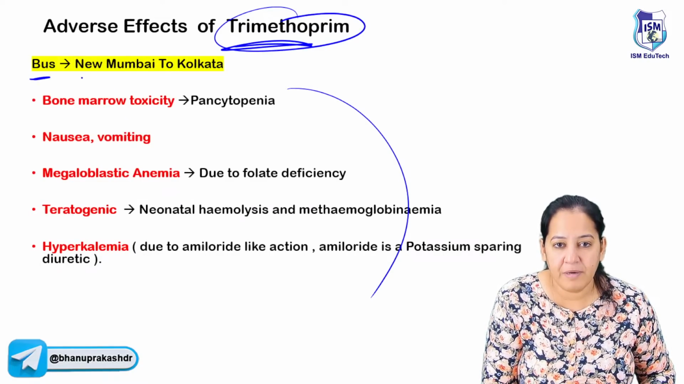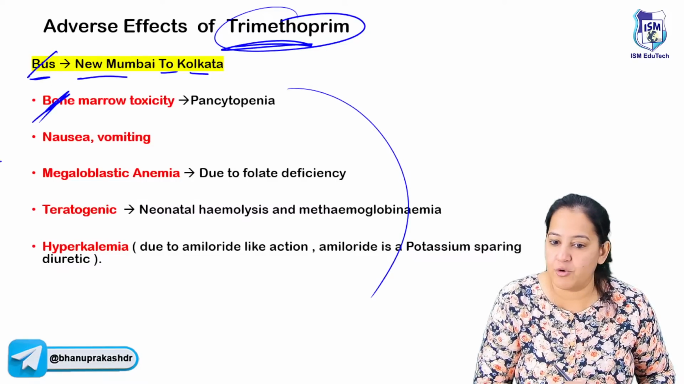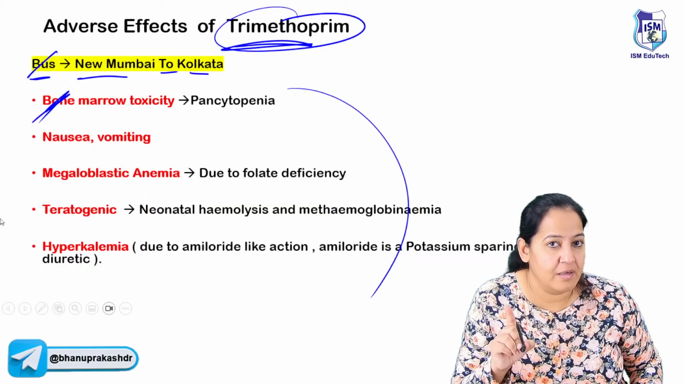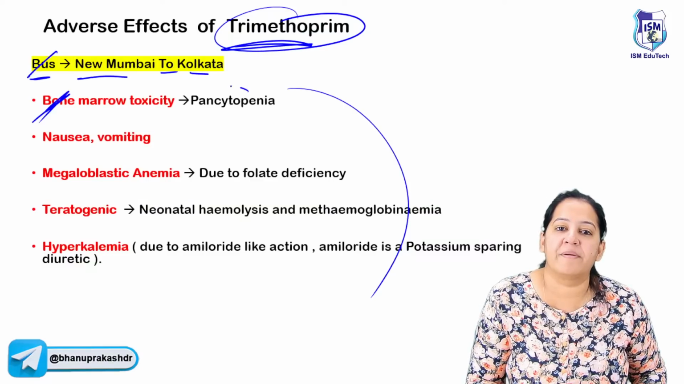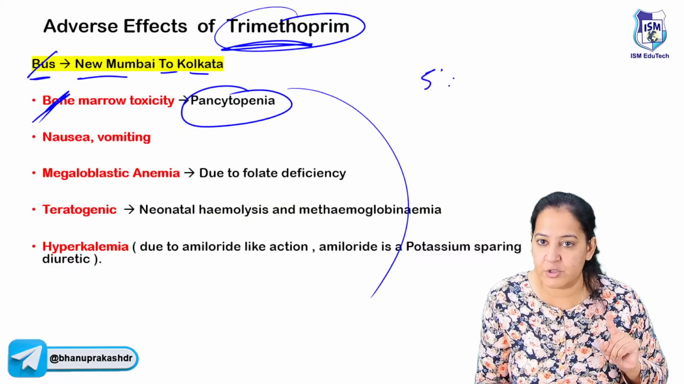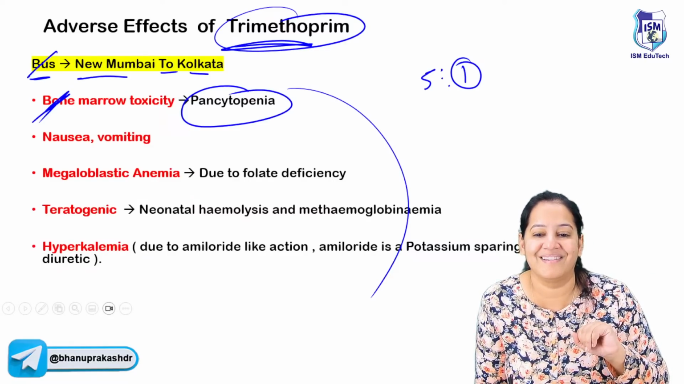Bus from New Mumbai to Kolkata. So bus, B for bone marrow toxicity. There is one more drug I told you with bone marrow toxicity. Which was that? Chloramphenicol. So it is also causing bone marrow toxicity like chloramphenicol and it is causing pancytopenia. That's why in 5:1 this is only 1. We are not increasing the concentration because it causes bone marrow toxicity.